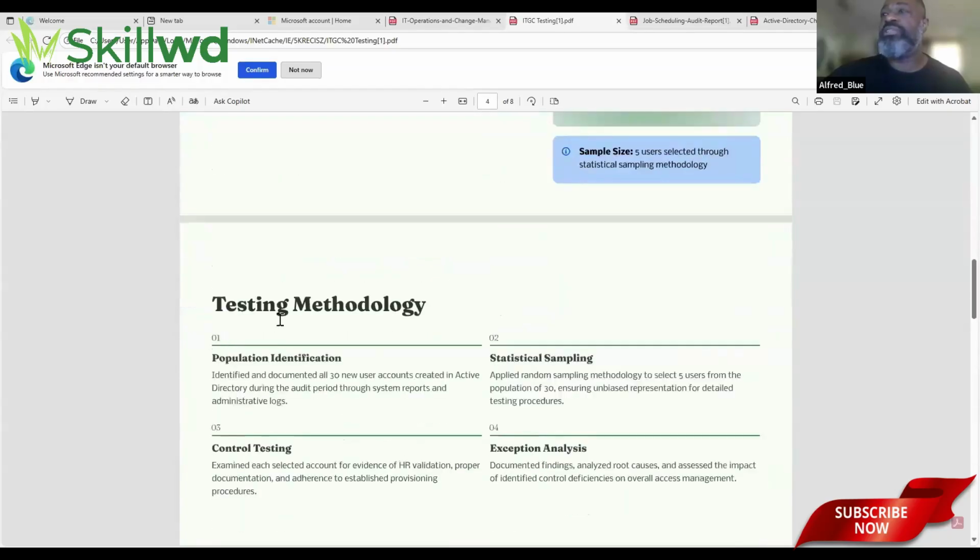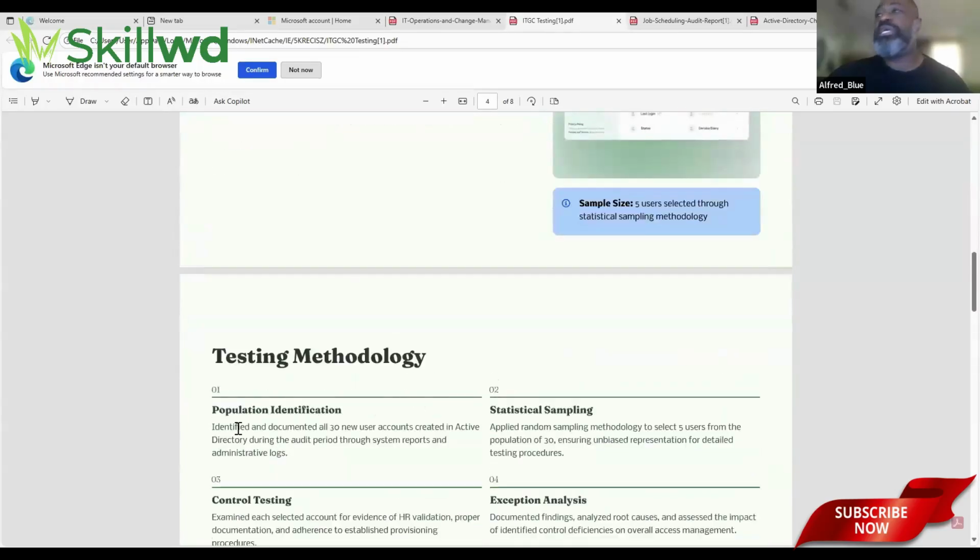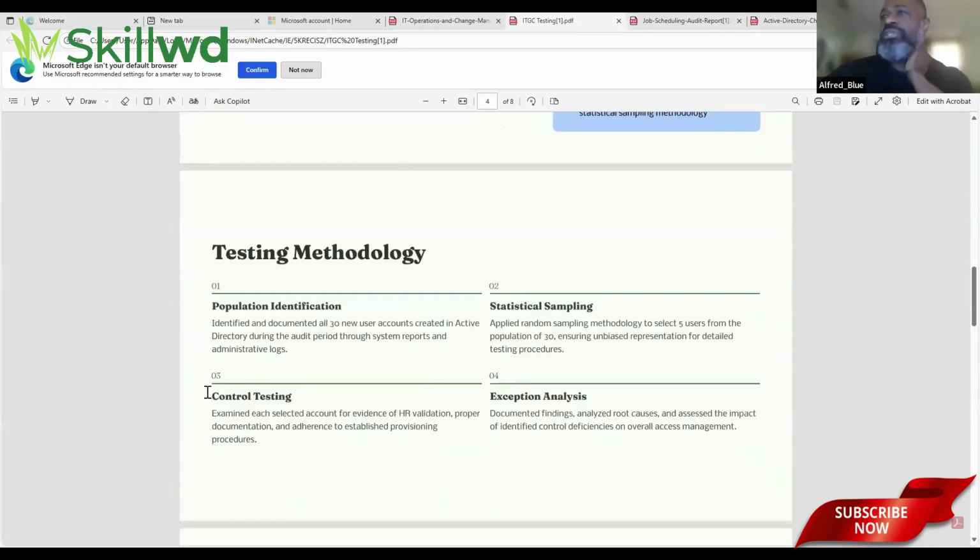A critical issue was that an account was created without the required HR validation step. Go down to the testing methodology. So we came up with four different testing methodologies. One is population identification, which identifies and documents all 30 new users created in Active Directory during the audit period through system reports and administrative logs.